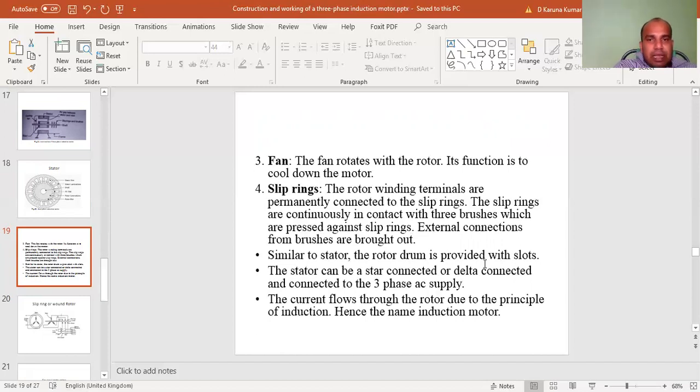The supply is a three-phase supply, and the stator is connected either in star or delta. The current flow through the rotor is due to the principle of induction, hence the name induction motor.